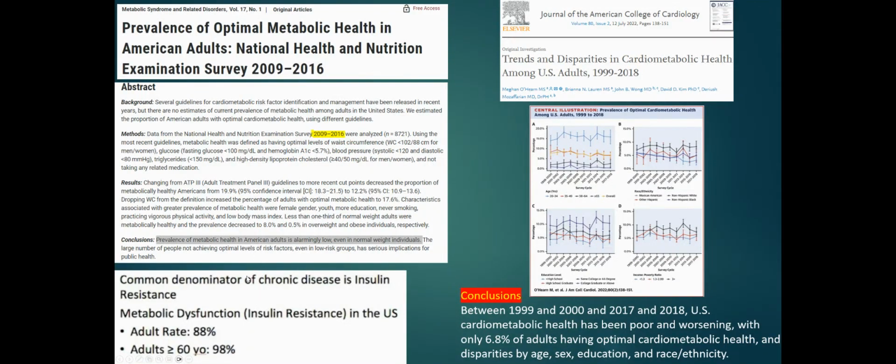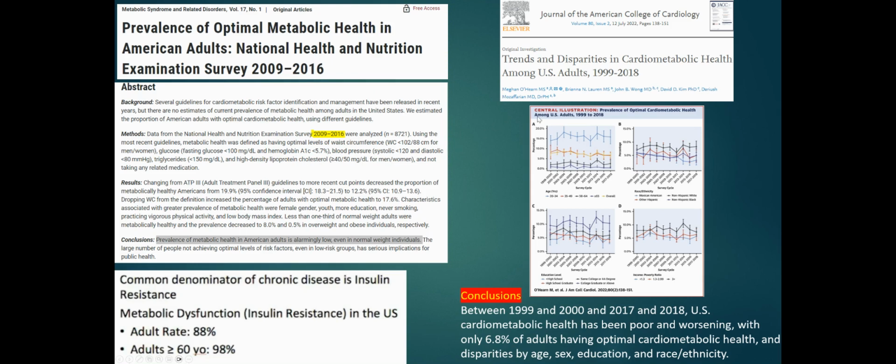As you can see here, in this prevalence study that was done by the National Health and Nutrition Examination Survey from 2009 to 2016, this showed that only 12% of Americans were insulin sensitive. So 88% were metabolically unhealthy. And when it comes to more than 60 years of age, more than 98% of people were metabolically unhealthy.